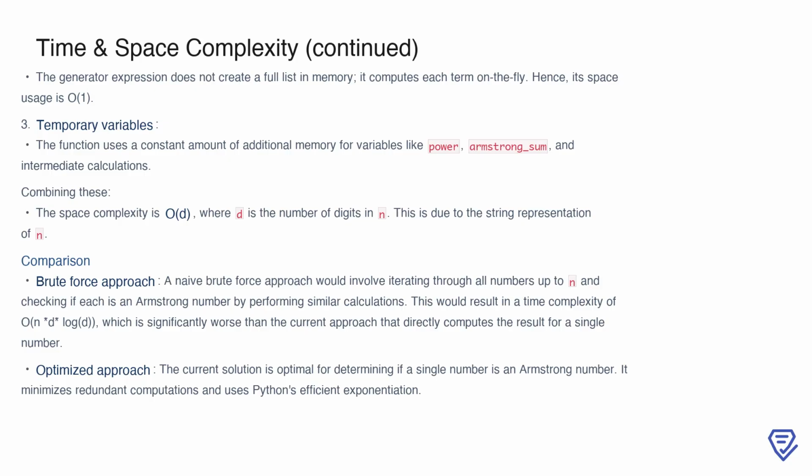To put this into perspective, a brute force approach would involve iterating through all numbers up to n and checking each one individually. This would result in a time complexity of O(n * d * log d), which is far less efficient than the current solution. The optimized approach directly computes whether a specific number is an Armstrong number by focusing only on the necessary calculations, avoiding redundant work and leveraging Python's efficient handling of exponentiation.